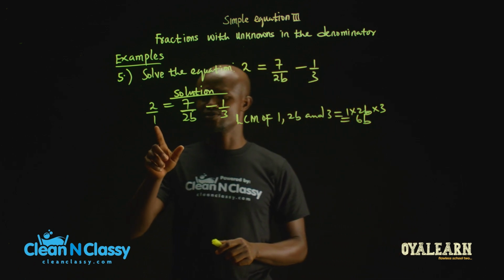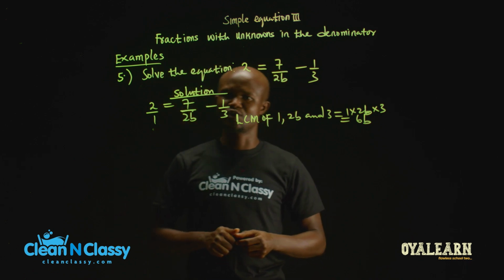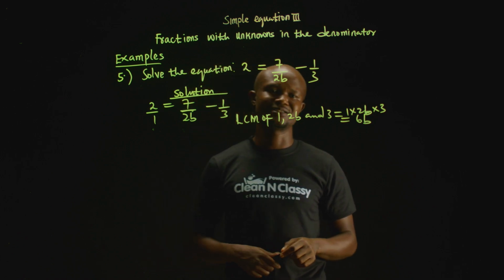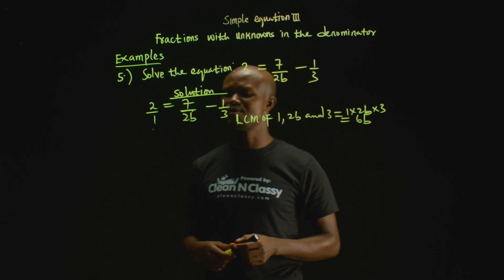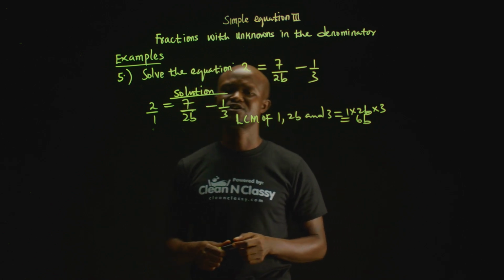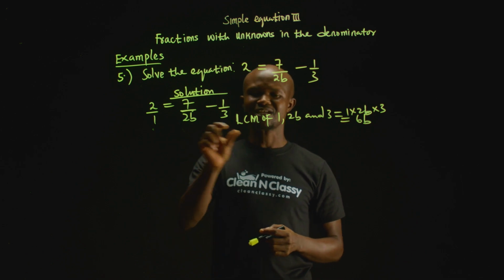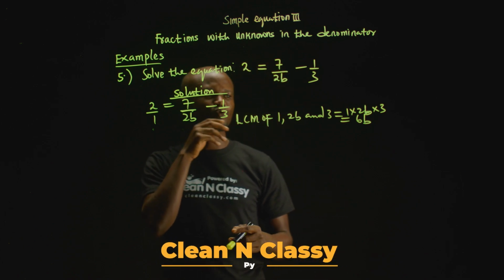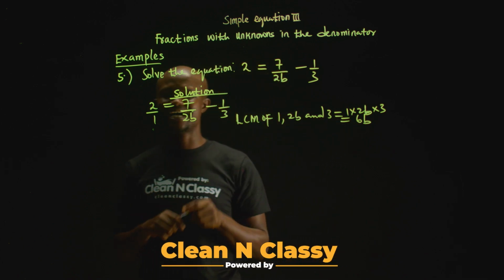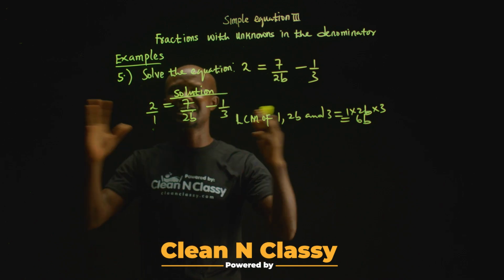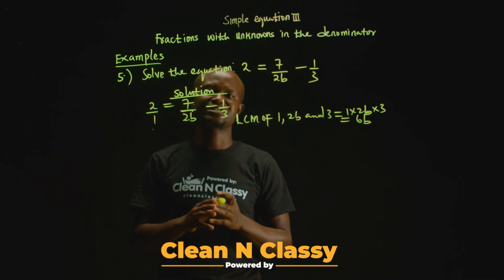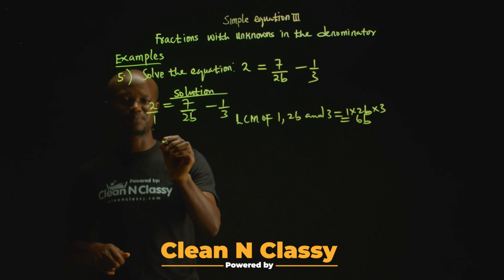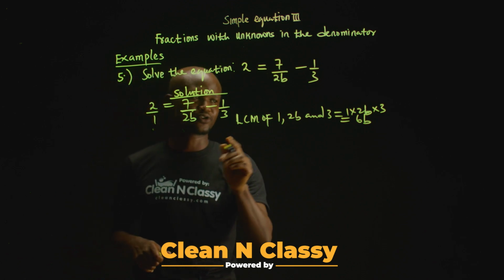When you check the denominators, the highest common factor of 1, 2b, and 3 is 1. So since the highest common factor is 1, the LCM will become what? 6b. Once the highest common factor of the denominators is equal to 1, then the LCM is the product of the denominators. So let's multiply all through by the LCM to solve further.